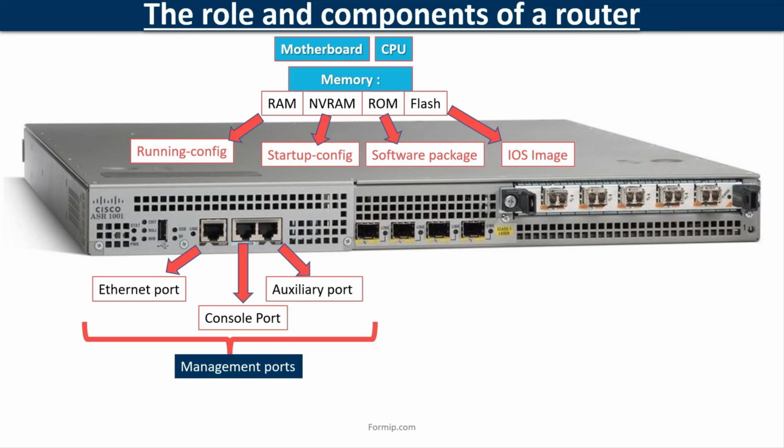As for the router's auxiliary interface, it is used for remote management, for example by connecting a modem. And we have the network ports. The router has many network ports, such as LAN or WAN ports, which accommodate either copper cables or fiber optics. An IP address must be assigned to each of these ports in service.